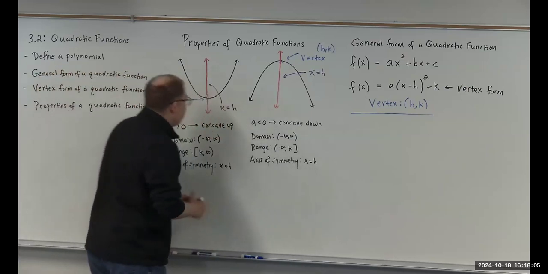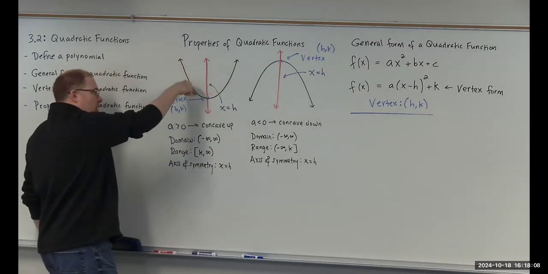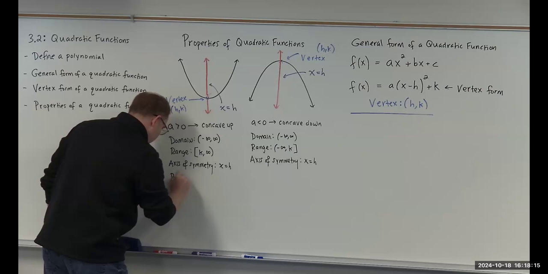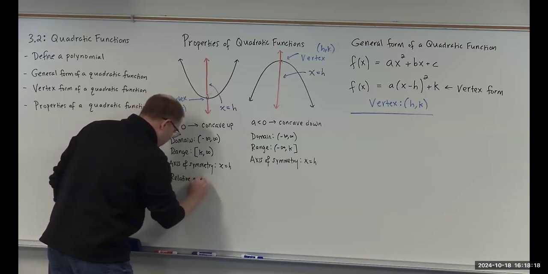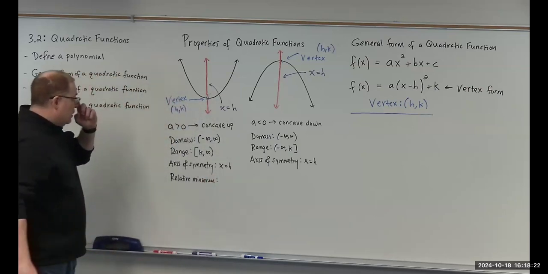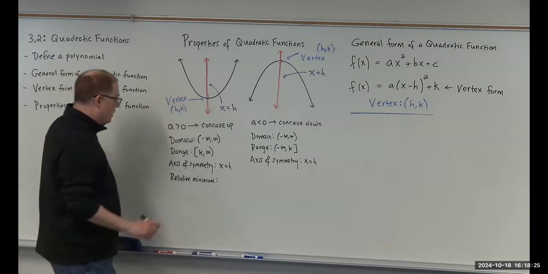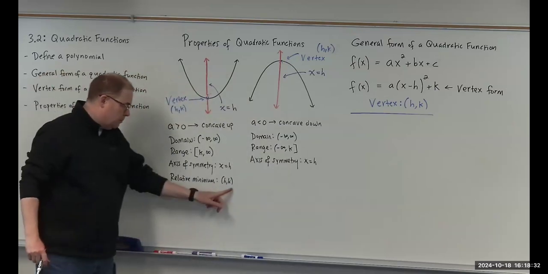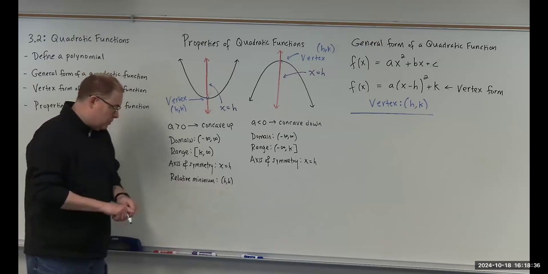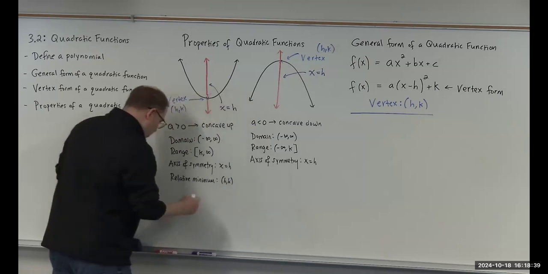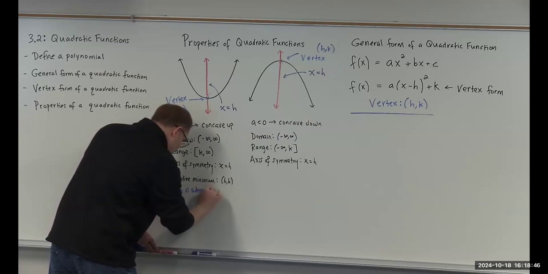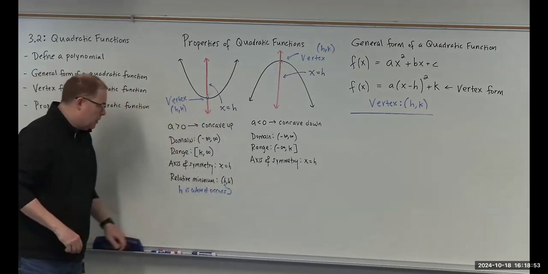Because the y values are getting smaller here, and then they're getting bigger, there's a relative min here. So the relative minimum is going to be this coordinate, which is (h, k). And just remember, the relative minimum is the k value, and h is where it occurs. So that's where the relative minimum happens.